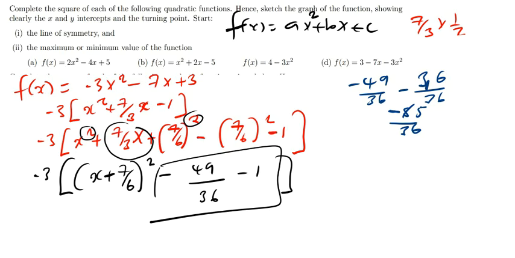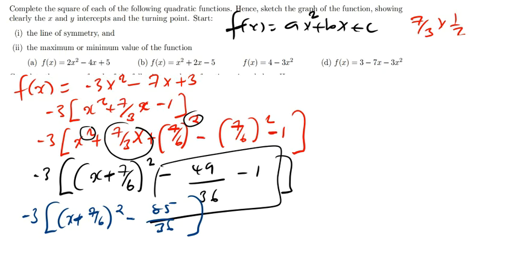So you have this minus 85 divided by 36. Now you can open the brackets. If you open the brackets, you have negative 3 times x plus 7 over 6, then you square it, minus. Now negative and negative will give me plus. So 3 divided by 36, that is going to be what? 12. So you have 85 divided by 12.